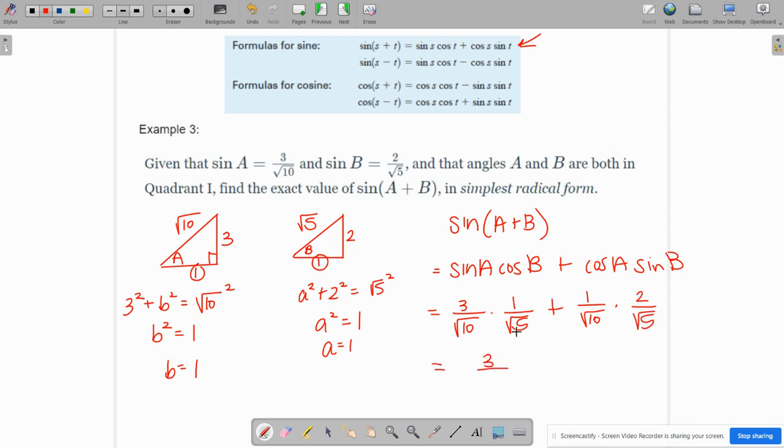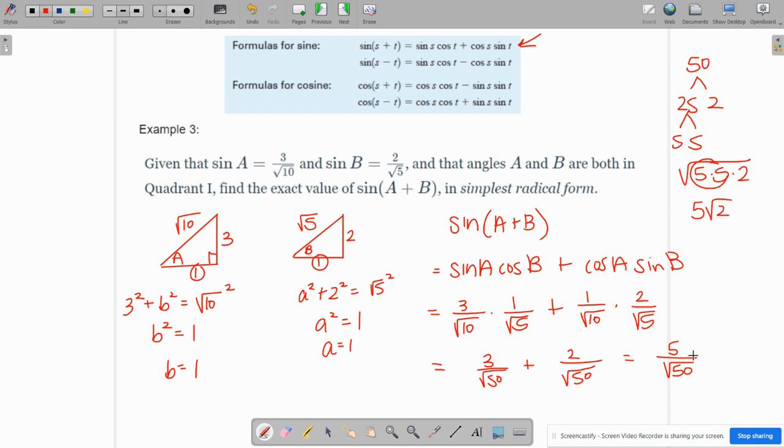Following order of operations, we would get 3 over the square root of 50 here, plus 2 over the square root of 50. So adding those together, we get 3 plus 2, or 5 over root 50. And here's what you need to be careful of. We have a square root of 50 that can be simplified. 50 is 25 times 2, and 5 times 5 gives us 25. So the square root of 50 is 5 times 5 times 2, or 5 squared times 2. So this turns into 5 root 2. So this is really 5 over 5 root 2.